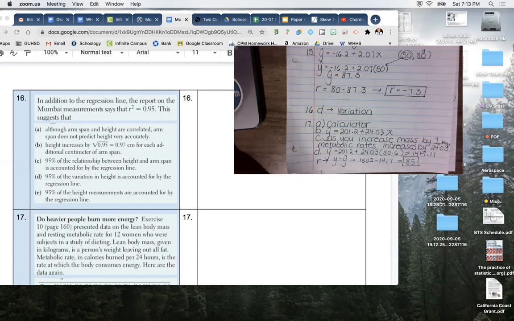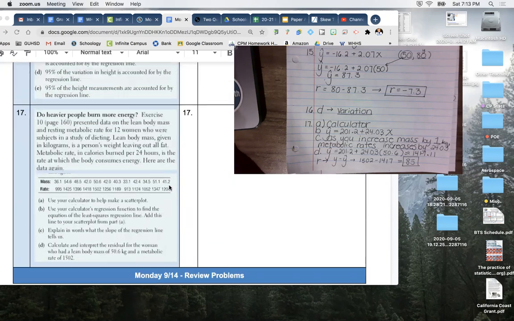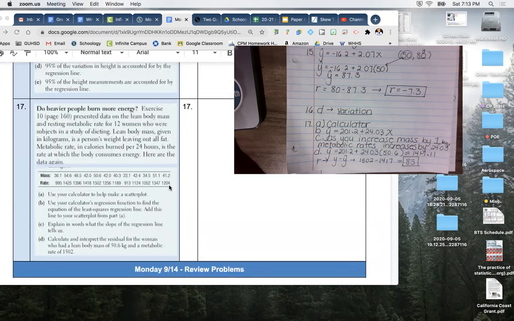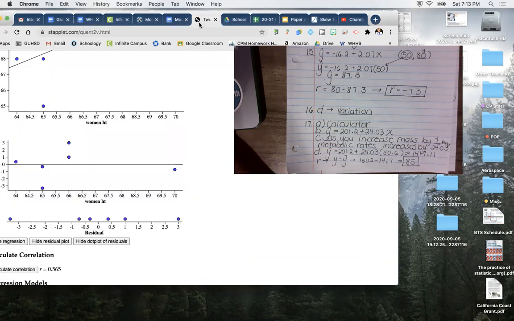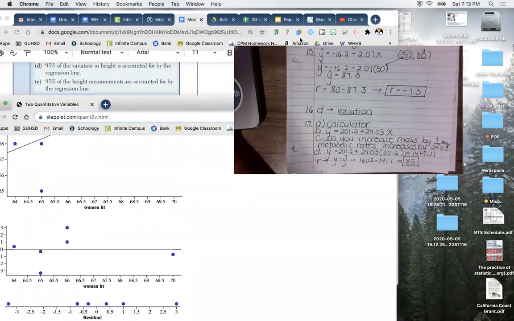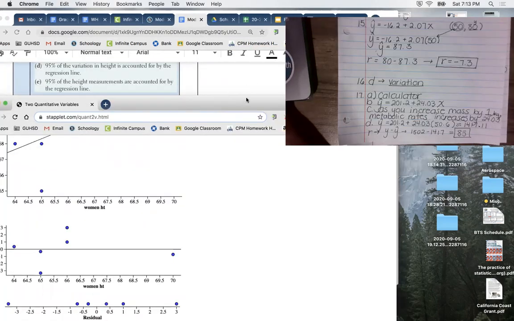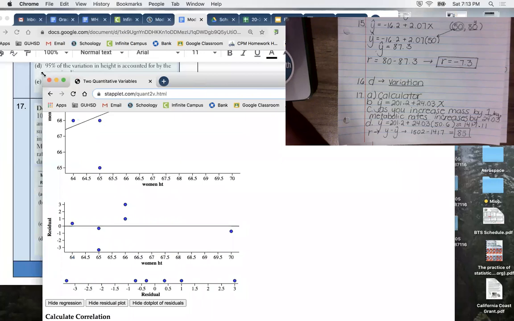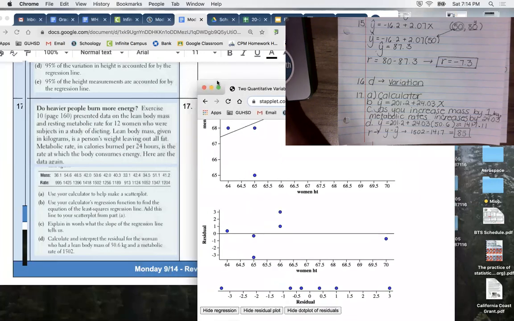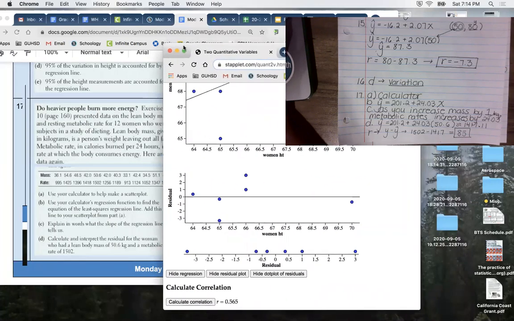In number 17, you actually have a review problem that we'll go ahead and look at. So in this one, the heavier you are, do you burn more energy? We're going to find that out by putting data into our Staplet. So I'm actually going to pull out the Staplet so that it can be a little bit more easily accessible. Move stuff around for just a second. And there we go.